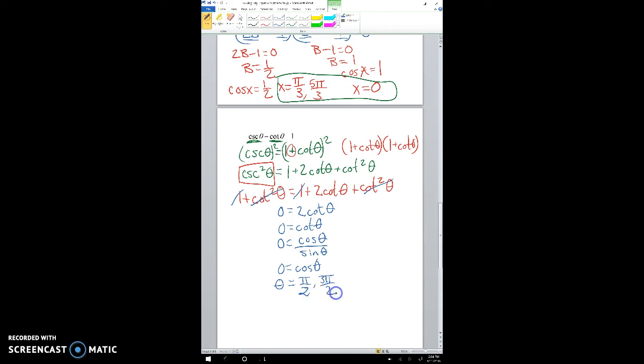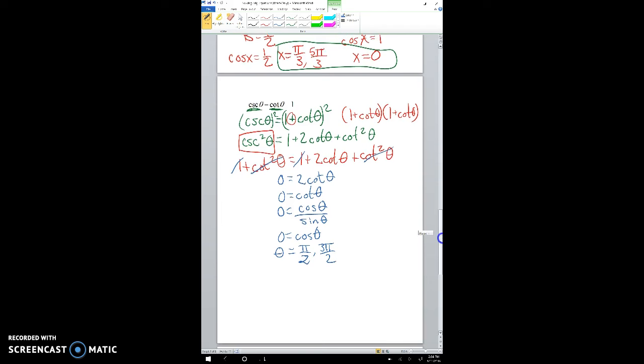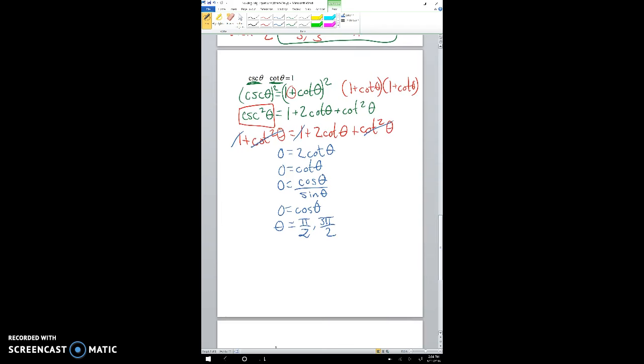Now, anytime you square both sides of an equation in the process of solving it, you create the possibility that one or more of the solutions you get will be false. So we need to check our answers in the original equation. These false solutions are also called extraneous solutions. So I'm going to take pi over 2 and plug it into the original equation.